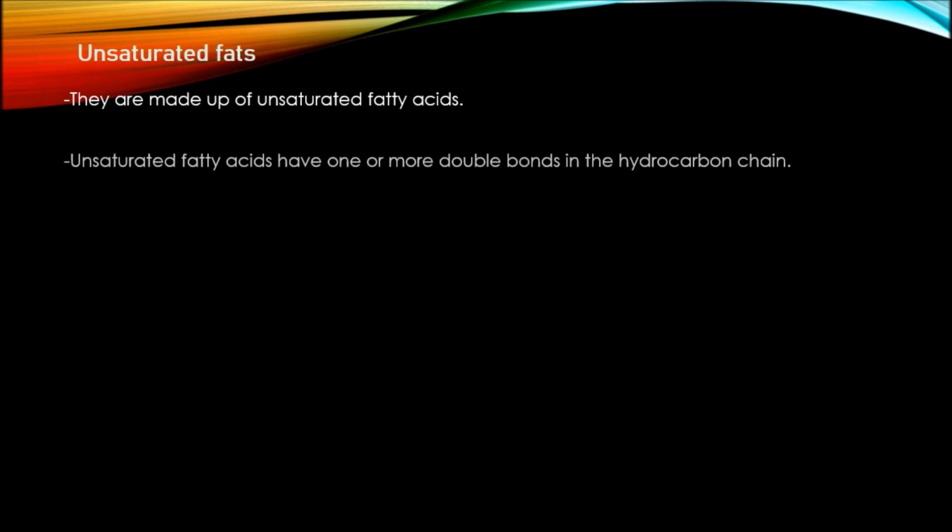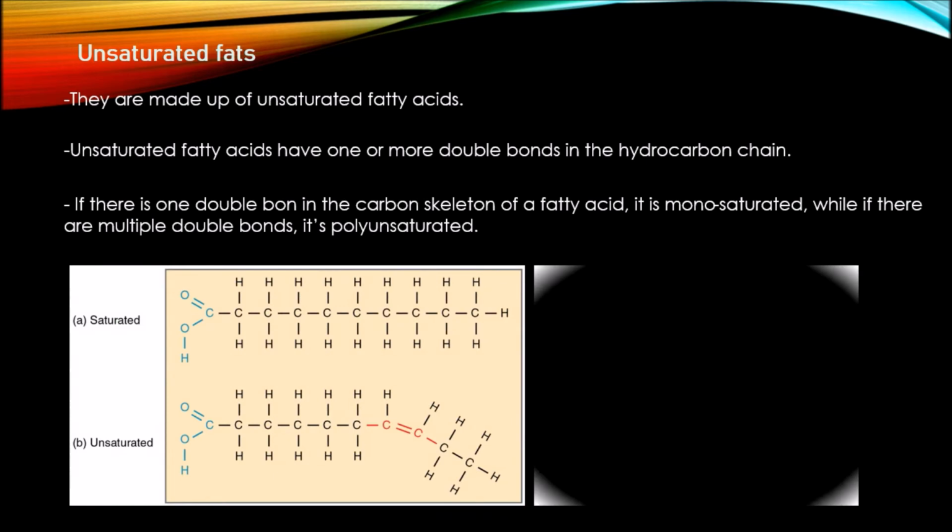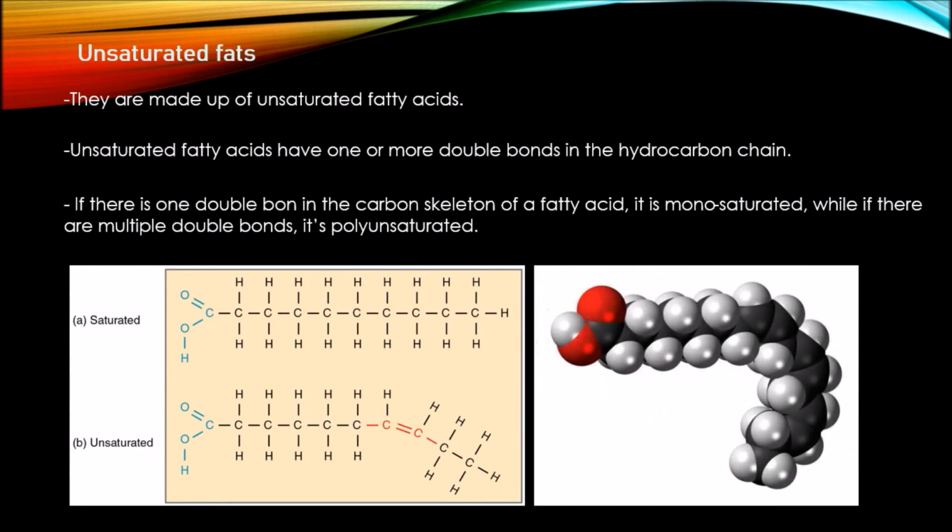Unsaturated fats. They are made up of unsaturated fatty acids which have one or more double bonds in the hydrocarbon chain. Now those fatty acids have fewer hydrogens, so they are unsaturated. If there is only one double bond in the carbon skeleton of a fatty acid, it is monounsaturated, while if there are multiple double bonds, it is polyunsaturated.